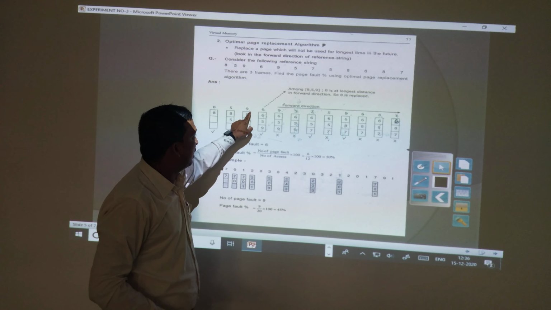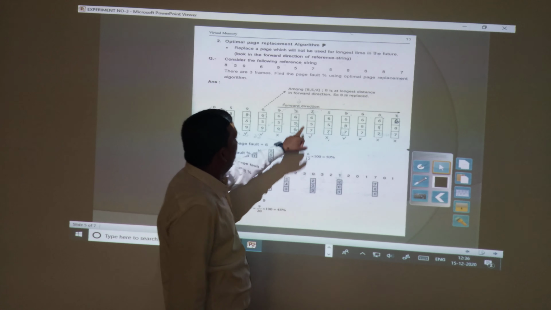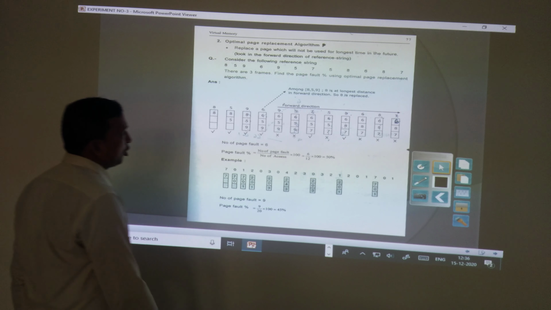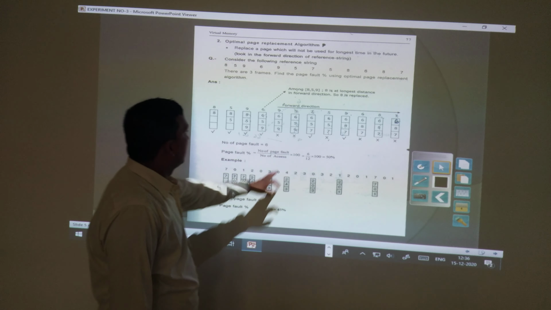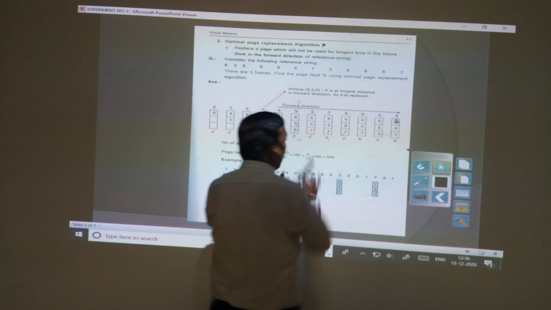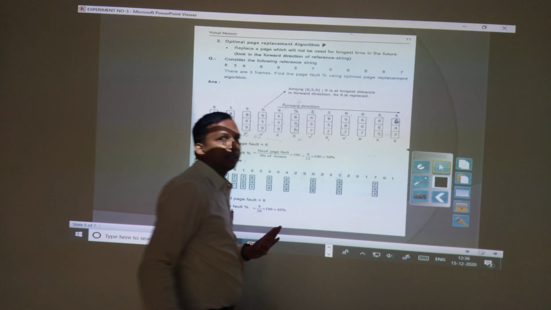Again the new element is 9. So 9 is already there, so no need to replace. Again the next element is 5. 5 is there, no need to replace. Next the element is 7. So in the forward direction take which one is not used for the longest period of time. In the forward direction 5, 8, 6, 8, 7, but 9 is not there, so replace 9 with 7.